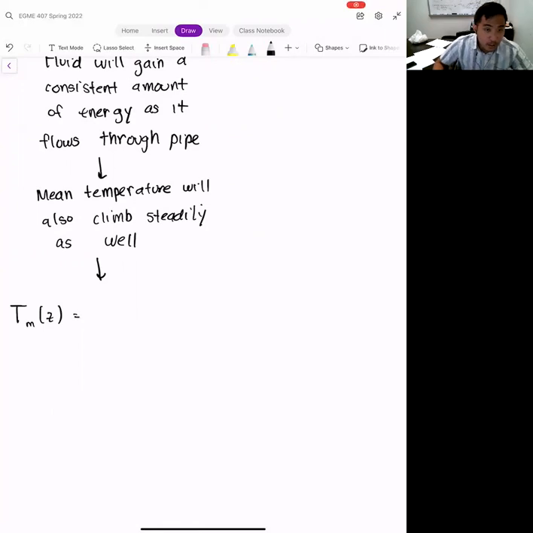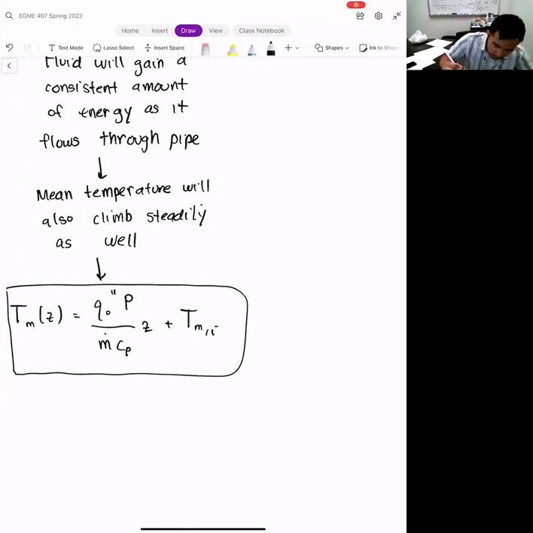Okay. This is equal to our heat flux, right? So that's the heat flux that's coming through the wall times the perimeter divided by the mass flow rate times the thermal capacity times z plus Tmi, where Tmi is the mean temperature of the fluid at the inlet of the pipe, or wherever the beginning of the pipe that you're considering. Okay.